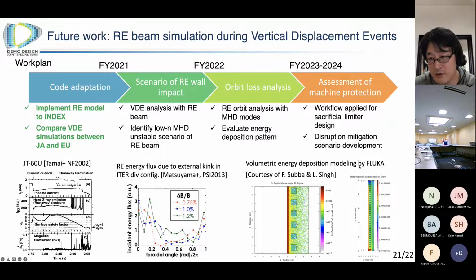And our final goal is to perform the whole workflow, starting from the VDE simulation with INDEX and analysis of the wall load by the orbit code. And this can provide the information to finally evaluate the volumetric heating of the wall by the Fluka code in both EU and JA demo.